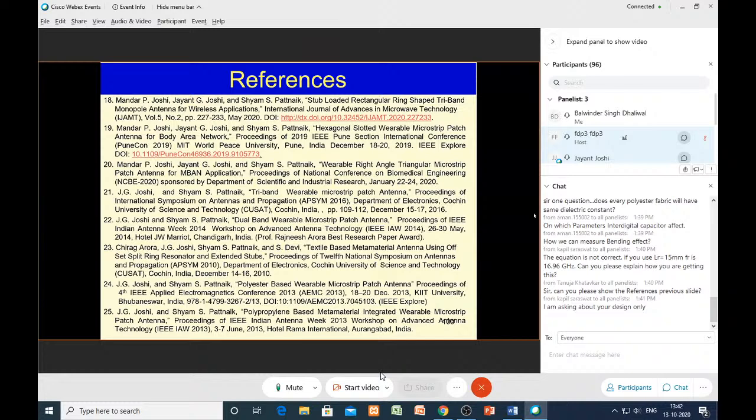Some of the participants want the paper link, sir. So that will be available in the references.